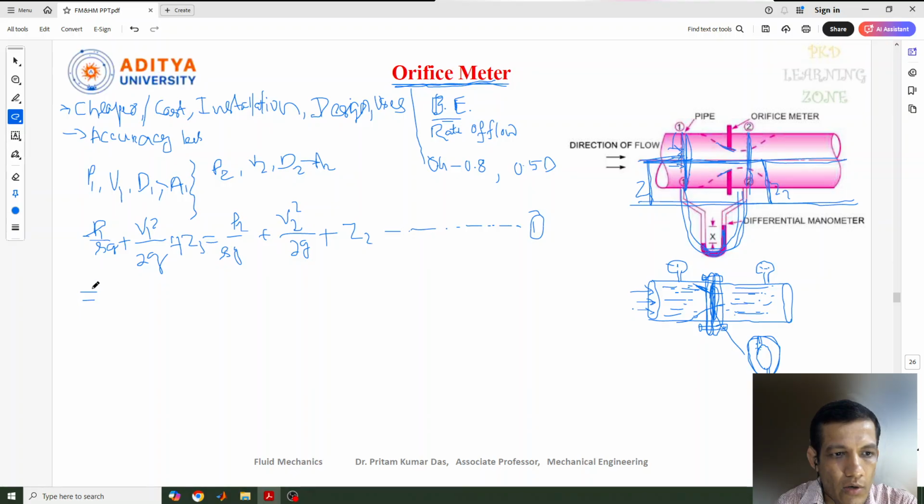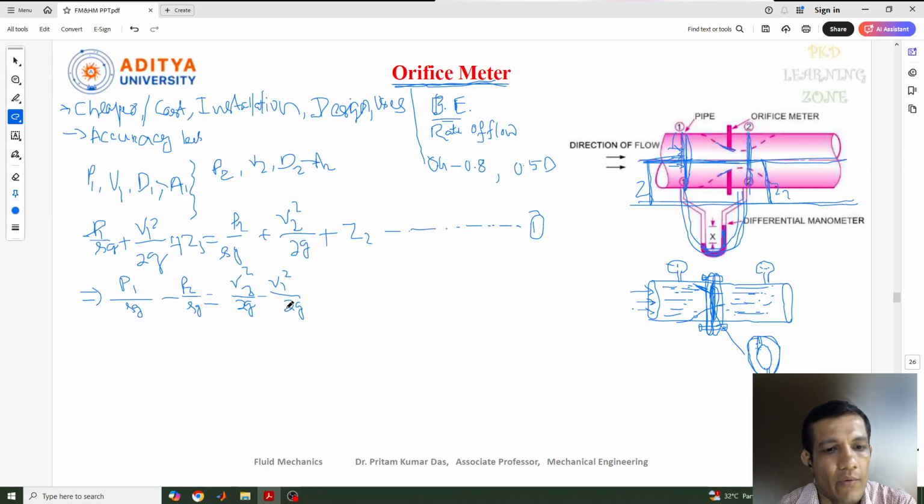Then I can take P1 and P2 on one side and V1 and V2 on the other side. So I can write P1 by rho g minus P2 by rho g equal to V2 square by 2g minus V1 square by 2g. The remaining Z1 and Z2, as I told you, are both the same, so we can cancel them. This left side is the difference, the differential head. Okay, this is the differential head.